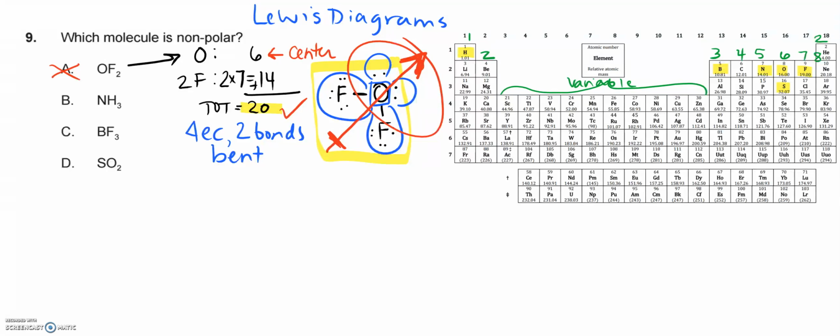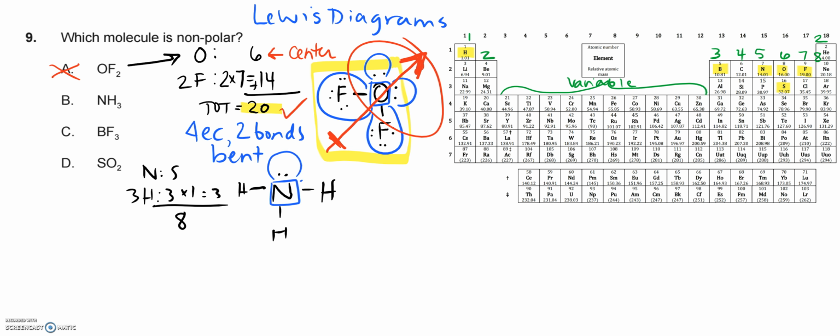I'm going to go through the next couple a little bit faster. Nitrogen has 5. Hydrogen, there's 3 of them. They each have 1. So we're going to look for a total of 8. There's my molecule of ammonia. I'm going to look at my central atom here, which is nitrogen. It has 1, 2, 3, 4 electron clouds. 3 of them are bonds, and so this is trigonal pyramid.